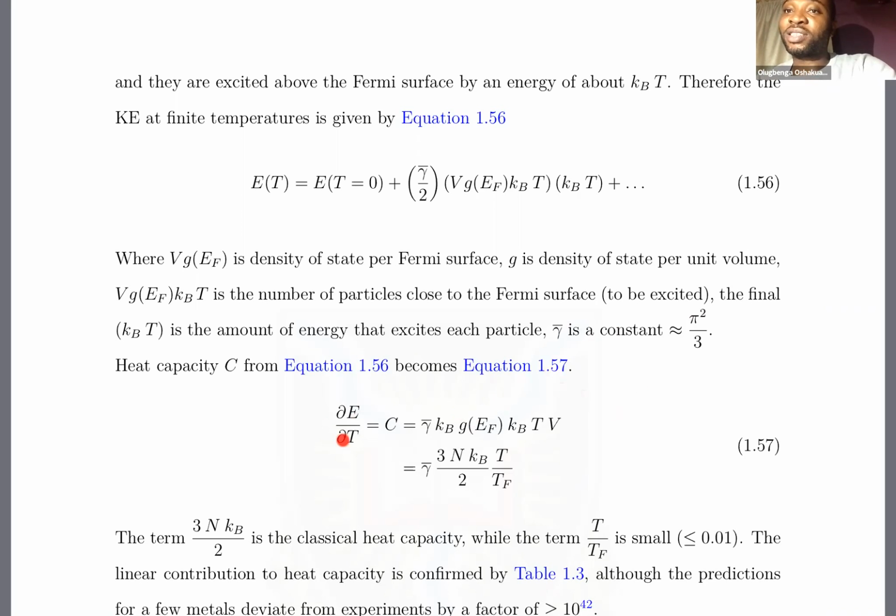It leads us to saying that C_V is gamma bar times 3/2 nkB, times temperature over Fermi temperature. If you look at this expression, we can call this the specific heat capacity for electrons. If you look at this carefully, 3/2 nkB is the specific heat capacity for monatomic gases, ideal monatomic gases.